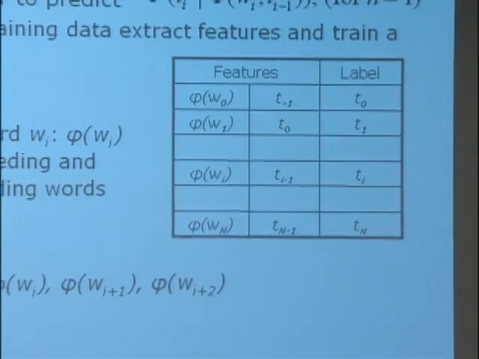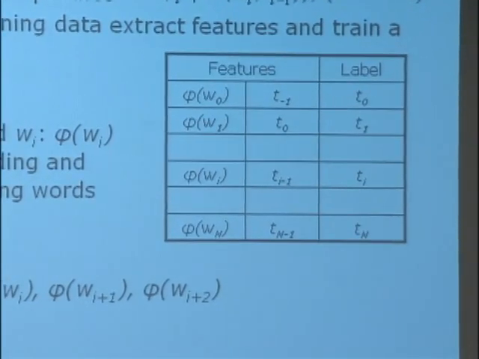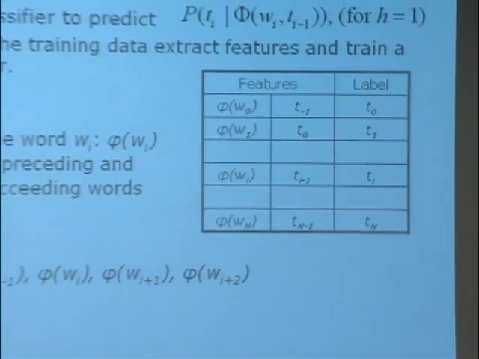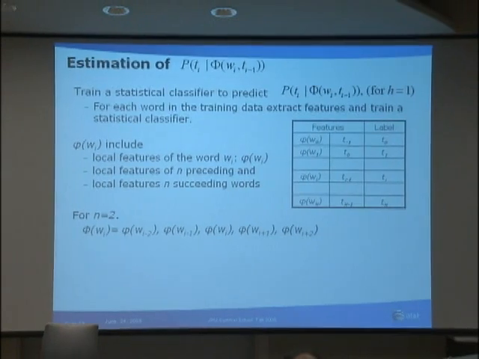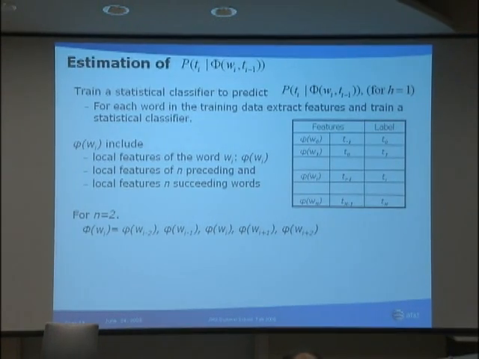The other examples of contextual feature functions could be: is this word capitalized? Typically proper names are capitalized, so that's a good feature to have. Does it have a period in it? Does it have a hyphen in it? Is it a number, a digit sequence? So these are some of the feature functions that you may want to consider.